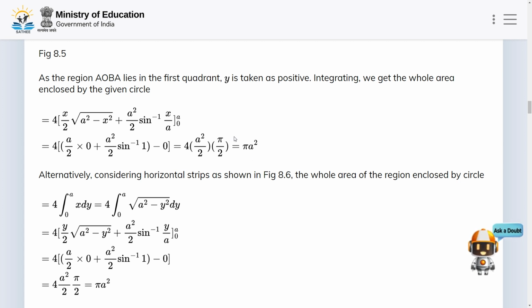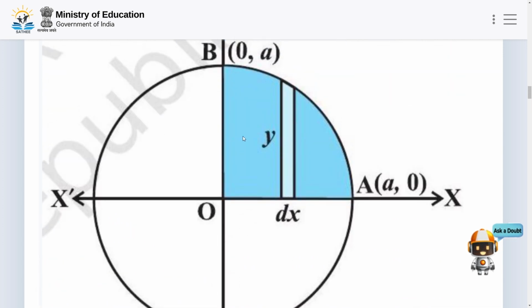Now, what if in this approach, what we have shown is the vertical strip approach. What if we tried the horizontal strip approach? Then what will happen? The same thing we have to do: we have to multiply it by 4. The integration will be 0 to a. Okay, definite limits will be 0 to a.